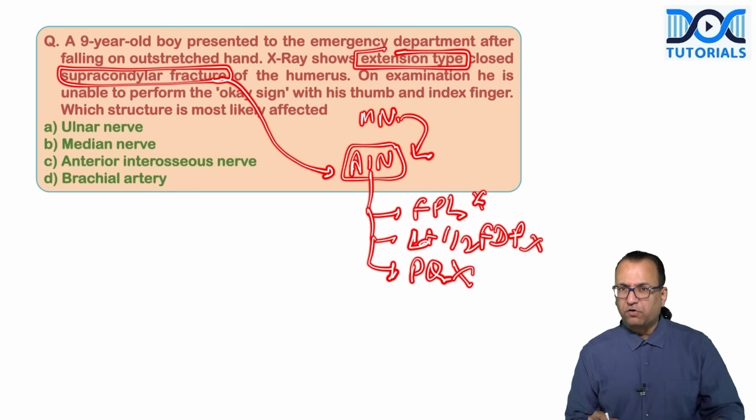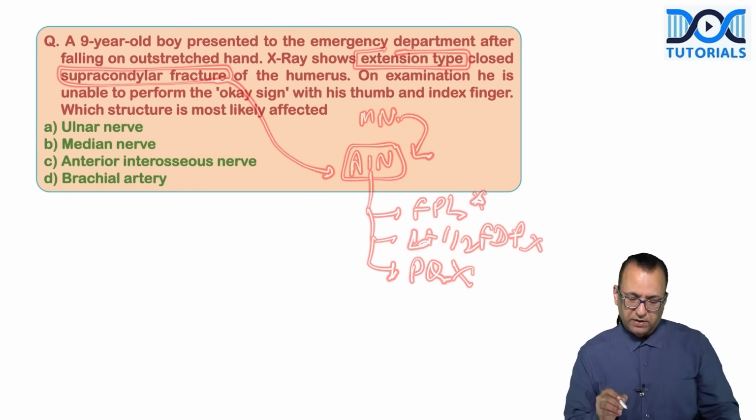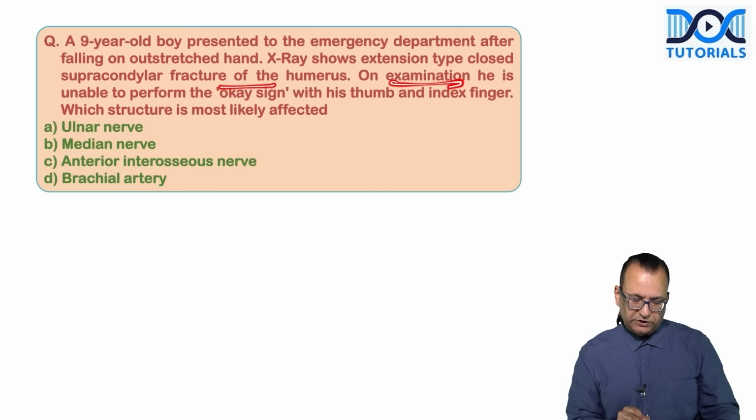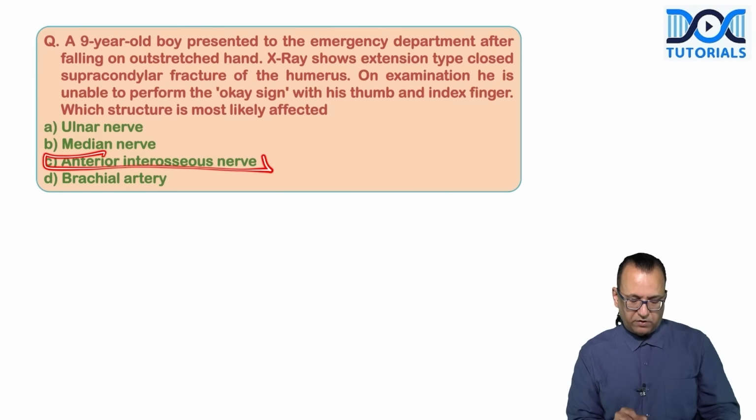So this patient cannot make OK sign like this, because for this you need flexor pollicis longus and you need lateral half of flexor digitorum profundus, not working, so cannot make this OK sign. That is what on examination patient is unable to make the OK sign with his thumb and index finger. So I'll take my answer as anterior interosseous nerve.